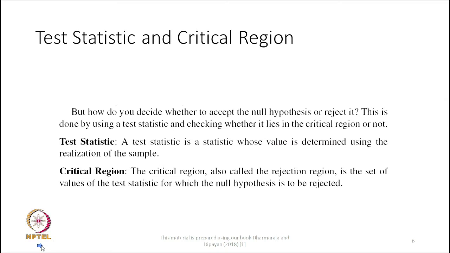Okay. So, in this topic there are two important jargons, one is called test statistics and the other one is called critical region. The way I explained, the test statistics is a statistics whose value is determined using the realization of the sample, and a critical region is the same as the rejection region. That means you are going to reject the null hypothesis if the value of the test statistics lies within the critical region.